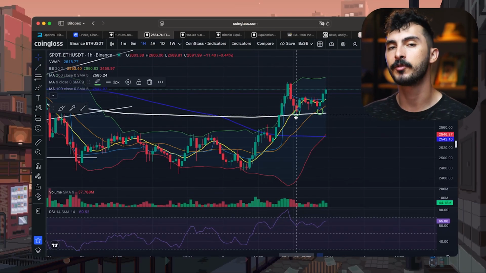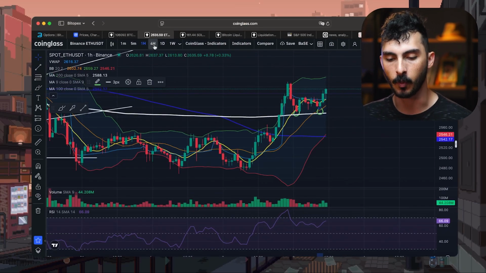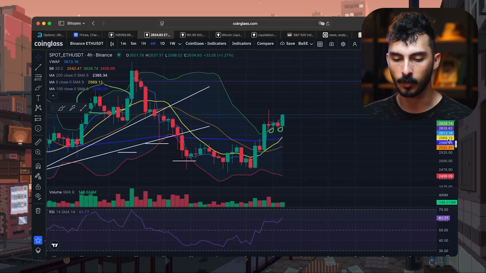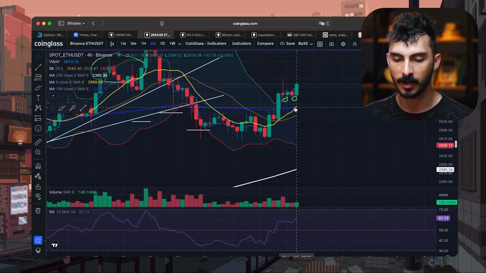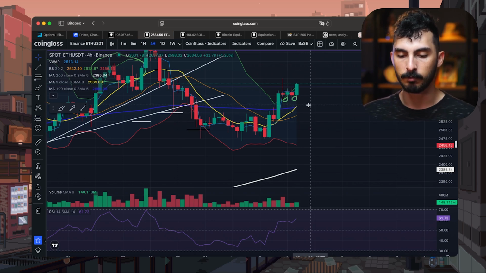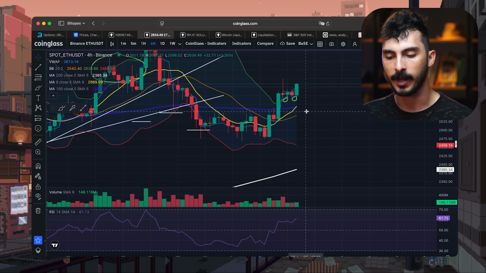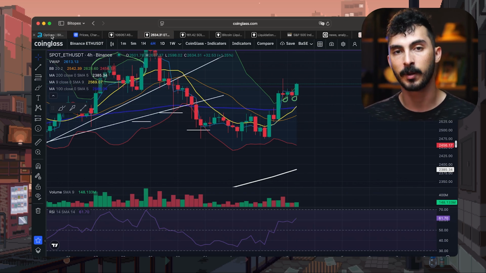I know that the 200 moving average will hold me here on the 1 hour chart, and the 9 moving average will hold me right here in the 4 hour charts, right around the 2560. So what can I do right now? Well, most likely I'm going to look to sell a 2550. This is what I'm going to do right now.